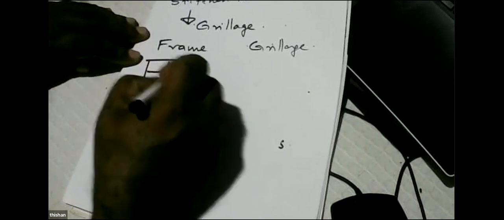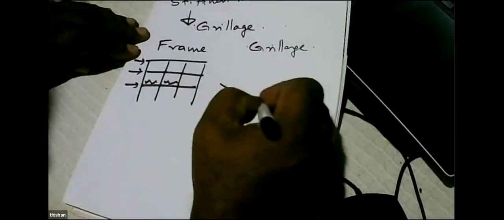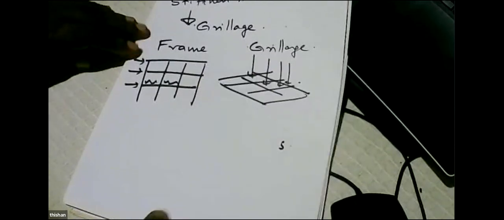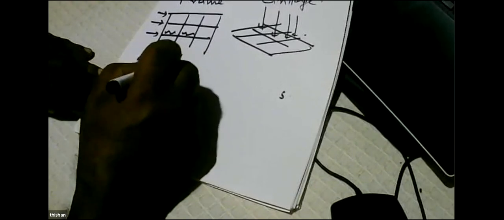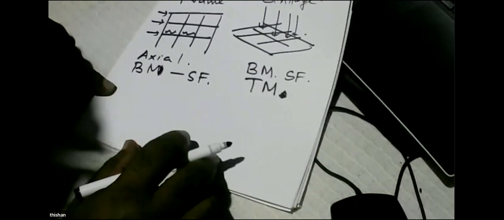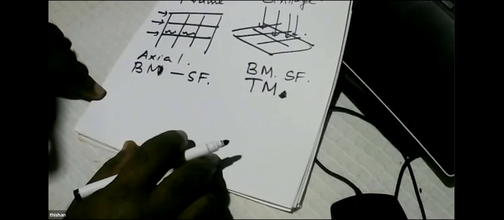On the frame, we apply the loads in its own plane. On the grillage, we apply the loads perpendicular to the grillage. So on the frame, we get axial forces and bending moments. Whenever you have bending moment, you have to have a shear force. And here you get bending moments, shear forces, and torsional moments. No axial forces, because it's loaded in the perpendicular direction.